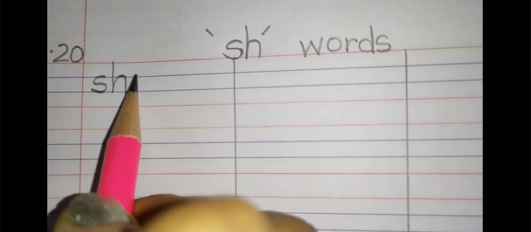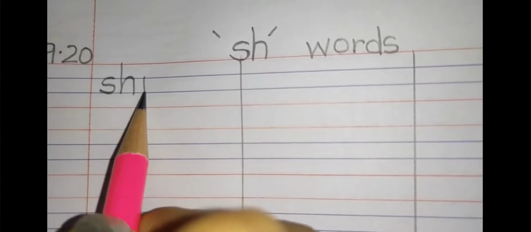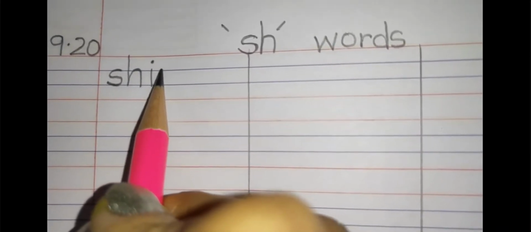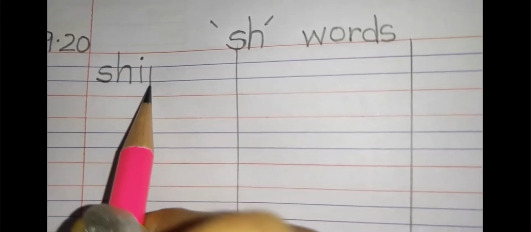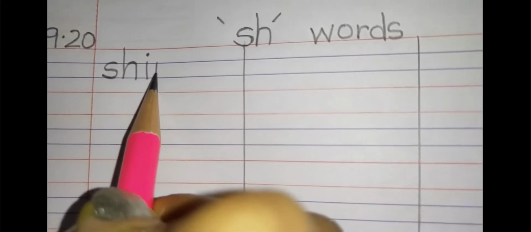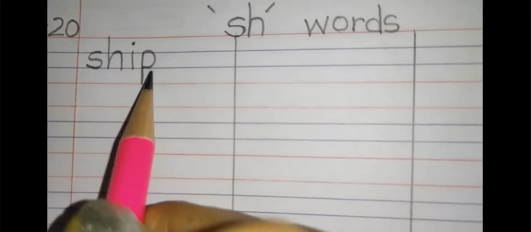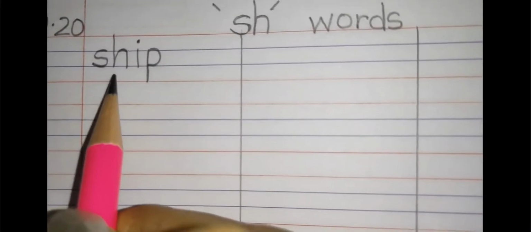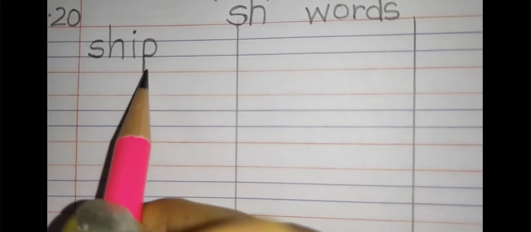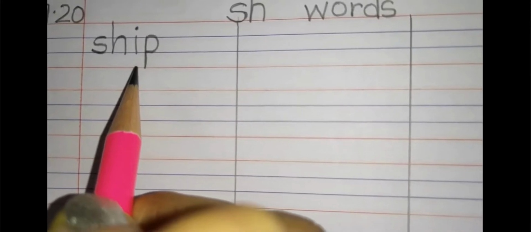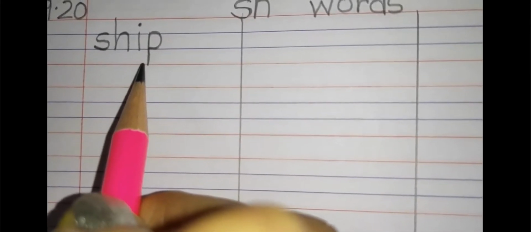For I, standing line between two blue lines and a dot. For P, standing line from first blue line to red line, go up till first blue line and make a curve till second blue line. S, H, I, P, ship. Ship is a large boat which is used for traveling on water.